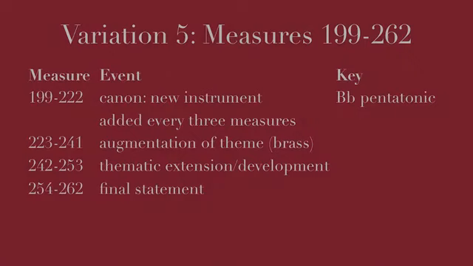Variation 5 consists of a 3-bar canon. In other words, every 3 measures a new instrument enters, creating a kind of layered canon or ostinato. When the melody finally comes in, it is in B flat pentatonic, and then at measure 223, it is presented in augmentation in the brass, and the piece ends in B flat.